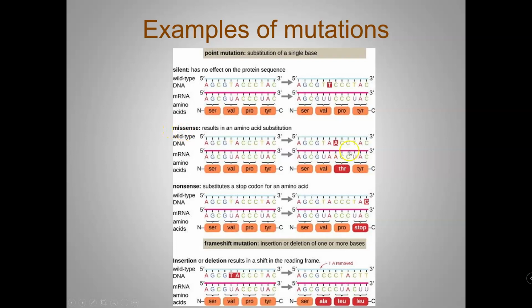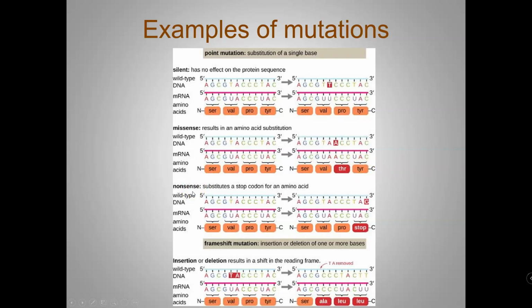So sometimes a point mutation or a base substitution can result in a change in the protein. Sometimes that can cause disease. Sometimes that can be advantageous. It just depends on what we change this ingredient to and then how that alters the actual protein.